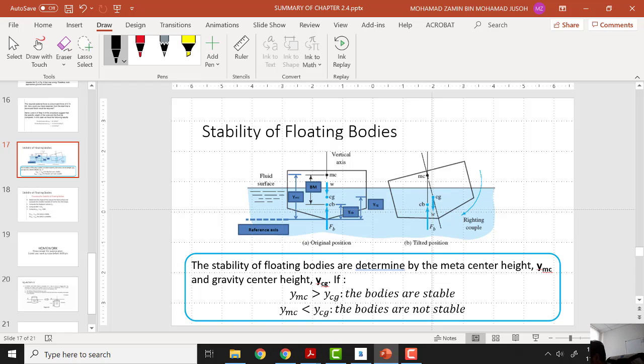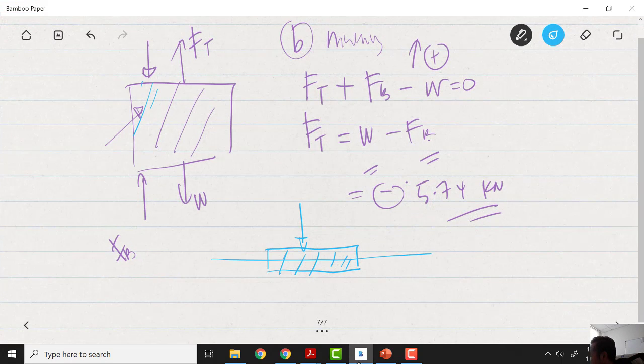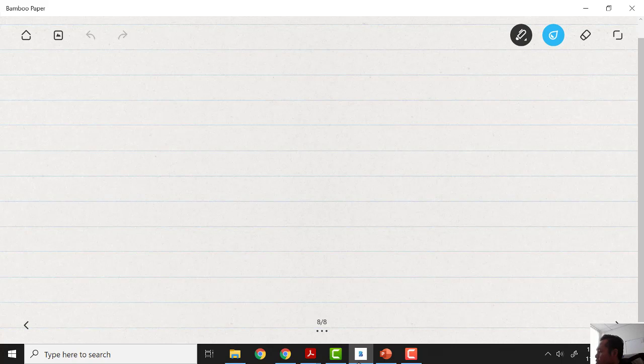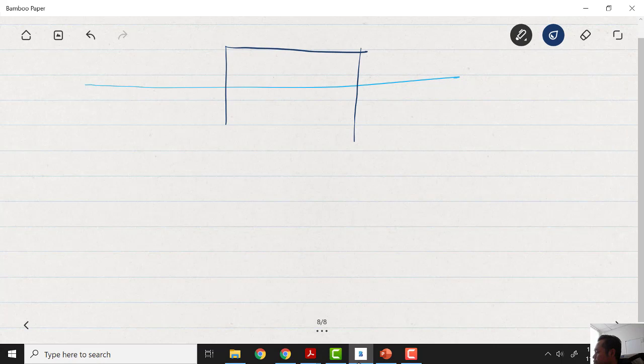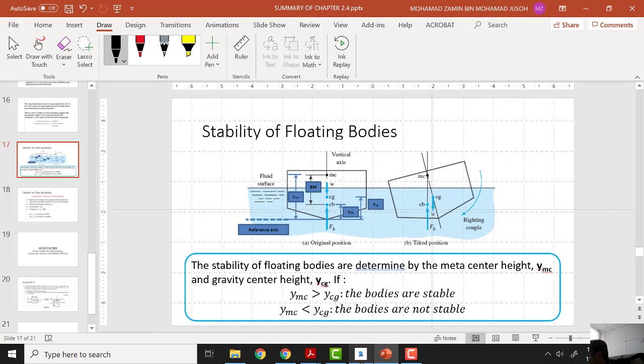For example, I'll draw another one. We have a water surface, and then we have a ship. What is Ymc? What is Ycg? First of all, Ycb is the center of buoyancy, Ycg is the center of gravity, and Ymc is the metacenter. So we have three.